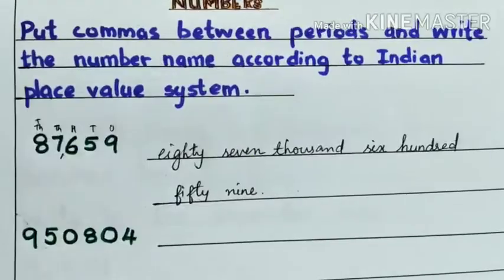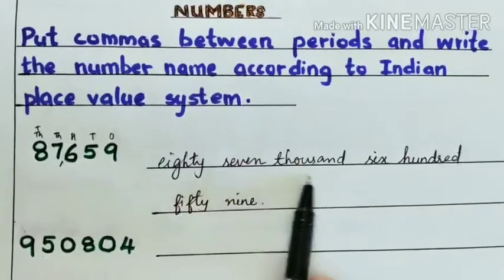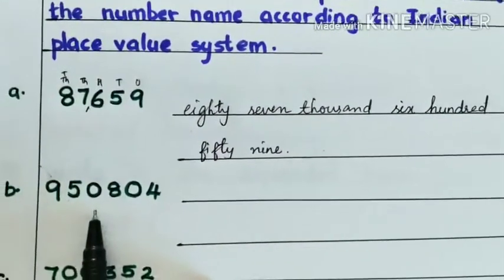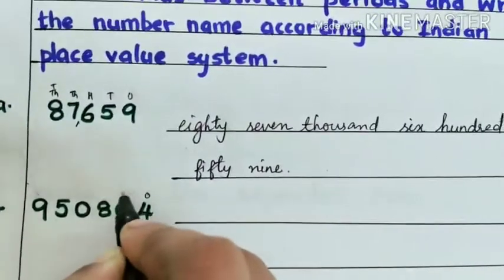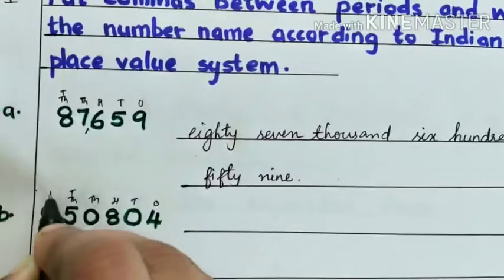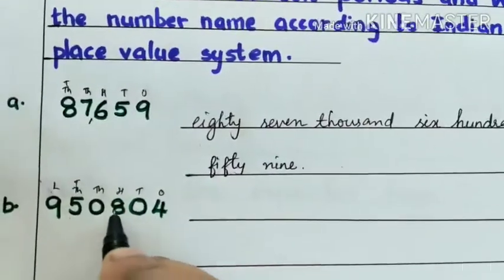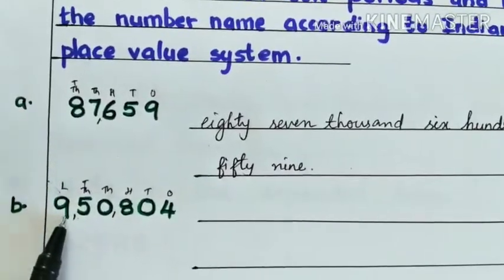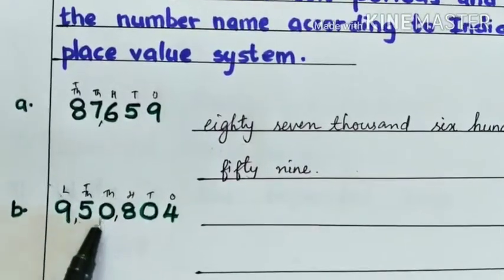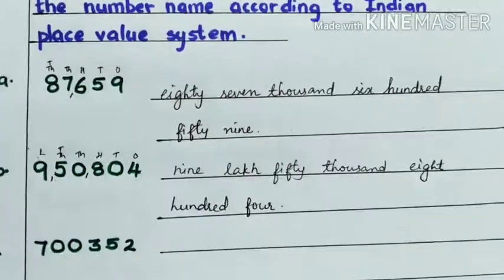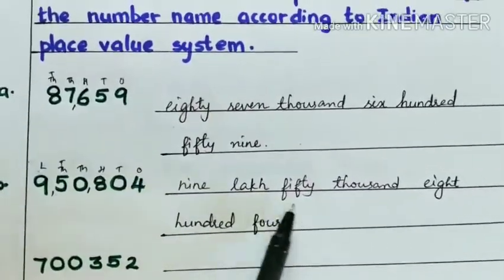87,659. Next number, first write the places: ones, tens, hundreds, thousands, 10,000s, lakh. Put the commas: ones, tens, hundreds, 1,000, 10,000, lakh. Now read the number. 9,50,804. Now write the number.